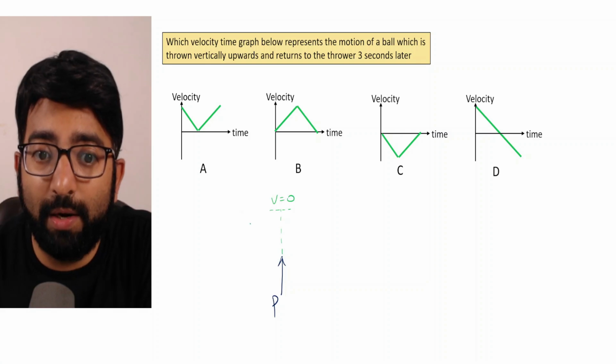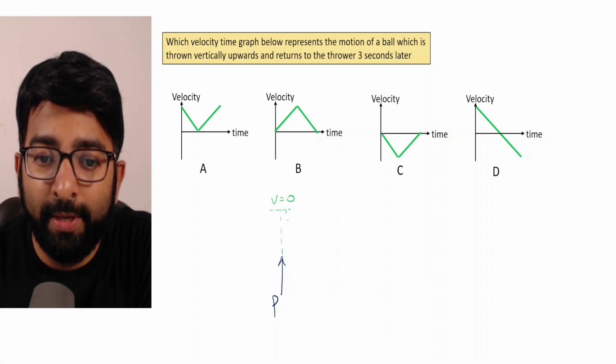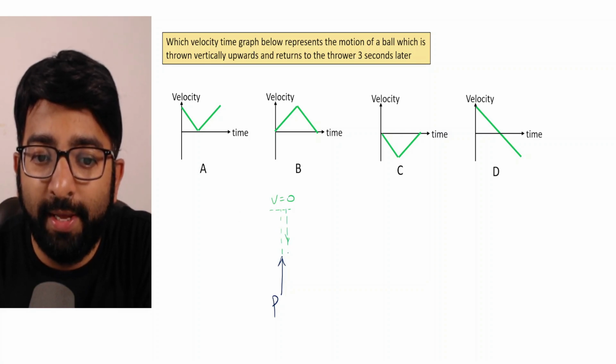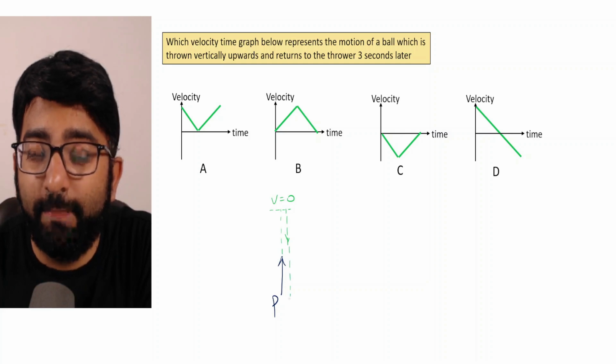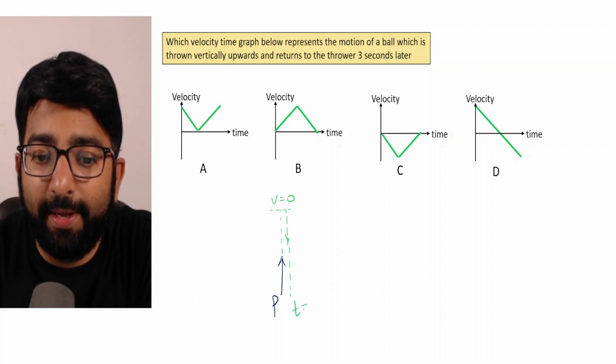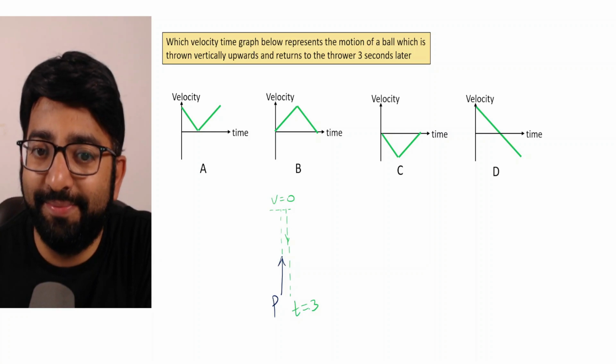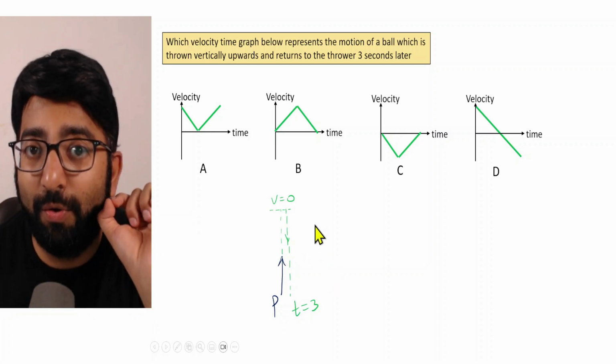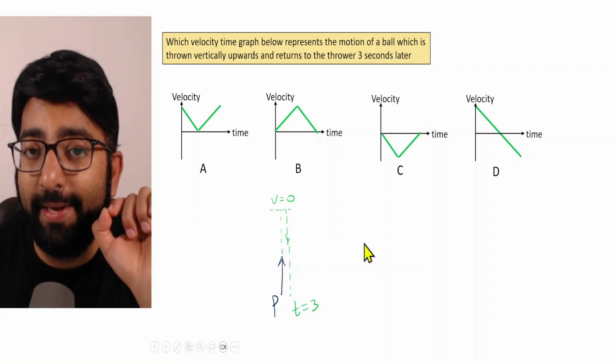After that, the ball will start falling back towards the same point. So the ball starts falling downwards, and then it crosses the same point after a time of 3 seconds, because that is given in the question. This question is extremely simple. All we need to be careful of is the sign convention.